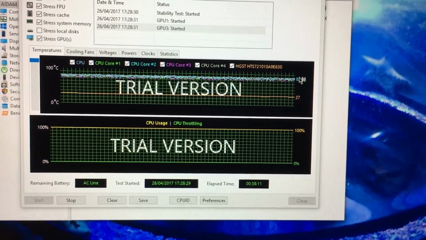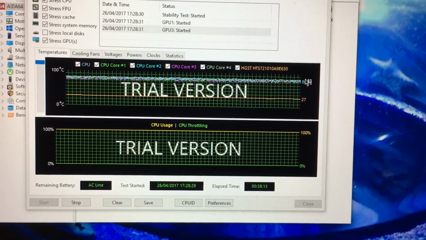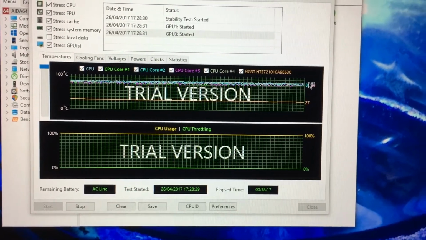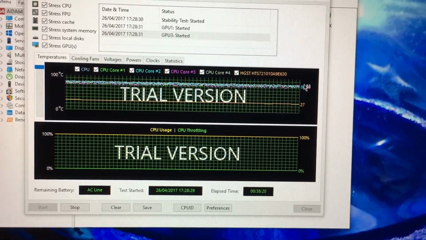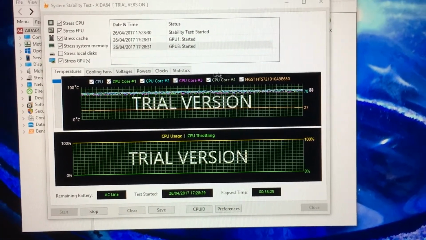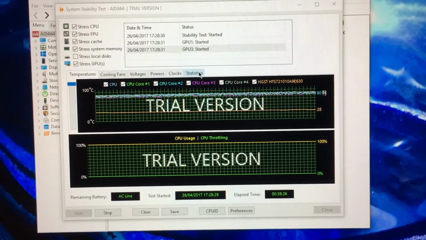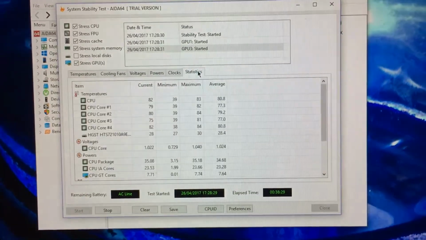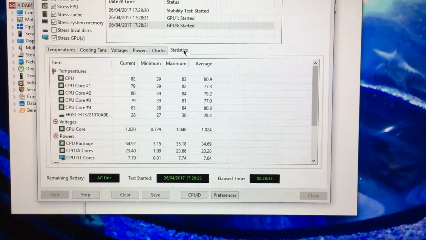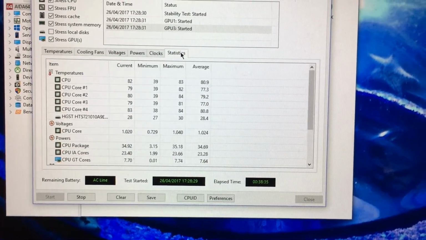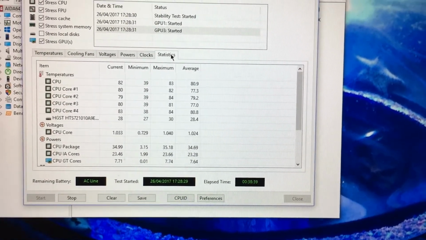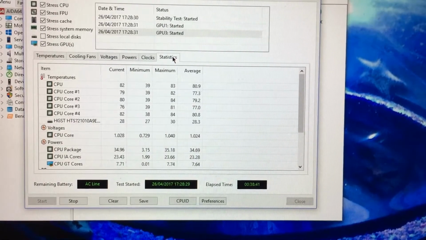Right, so I'm back, and it's been running for 38 minutes, and as you can see, everything is pretty much holding rock solid and stable. So we're looking at around just the very high 70s to the low 80s. There we go. Core 4 seems to be getting it most at 82 degrees, but still nowhere near the maximum thermal limit of the CPU, which is 100 degrees.